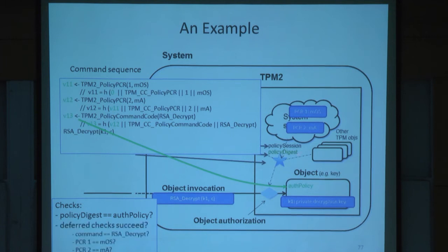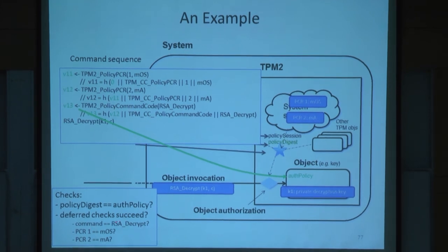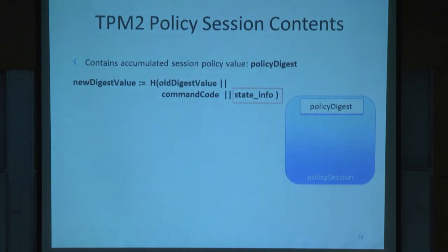Okay, so in addition to checking that the current policy digest is the same as this guard value, the object authorization also does other checks. For example, it will check that some deferred checks still succeed. So it would check that the command that you are trying here is the command that you embedded here, like RSA decrypt, and that this PCR1 and PCR2 still have the values that were embedded in the session before. So the object authorization consists of checking that the policy digest is the same as the guard value, and checking any other deferred checks. Okay? So this is just to give you an idea. Now I'll go through the different kinds of policy commands that are possible in TPM 2.0.